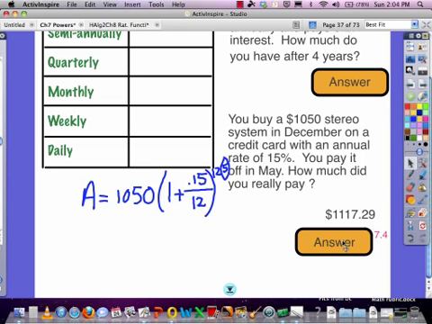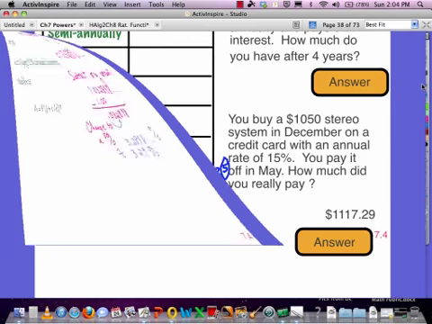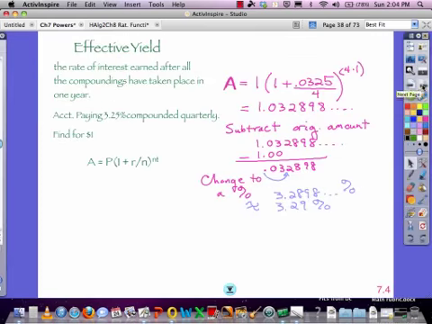All right. Next one. They're going to be talking about something called effective yield. This used to be big when people were talking about banks and being competitive and who's going to give you the best bank, especially when banks were first around. The effective yield is the rate of interest earned after all your compoundings have taken place in 1 year. And we're going to figure this out and see what would really happen.